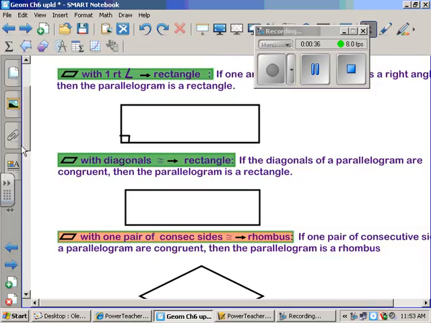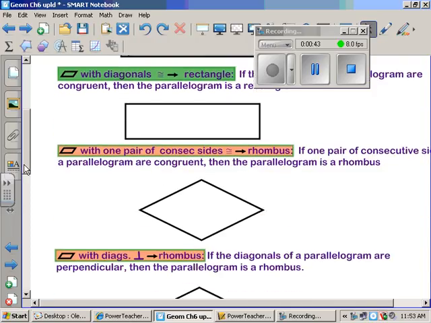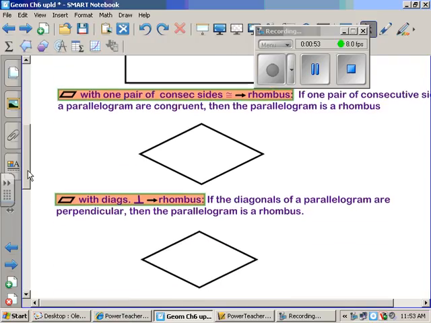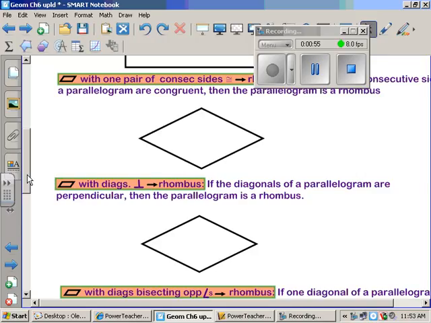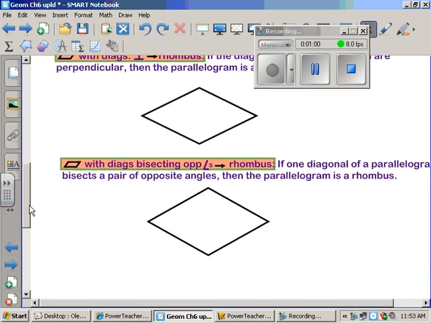If you can prove that you've got a parallelogram with congruent diagonals, then it's a rectangle. If you can prove you have a parallelogram with one pair of consecutive congruent sides, then you have a rhombus. And if you prove that you have a parallelogram with perpendicular diagonals, then you have a rhombus. And if you have a parallelogram with diagonals that bisect opposite angles, then it's a rhombus.